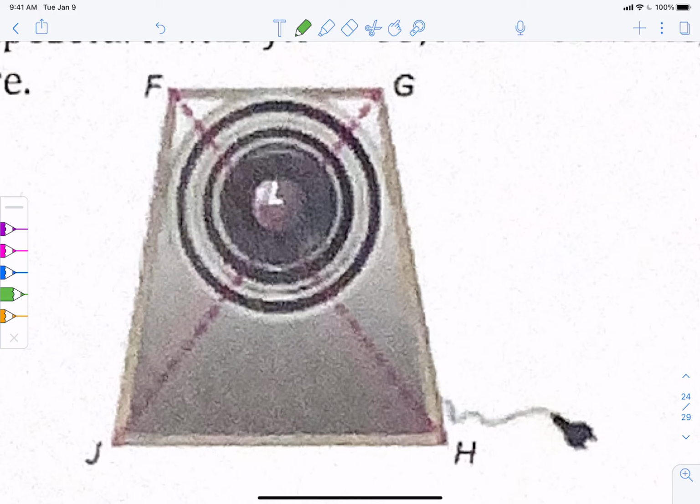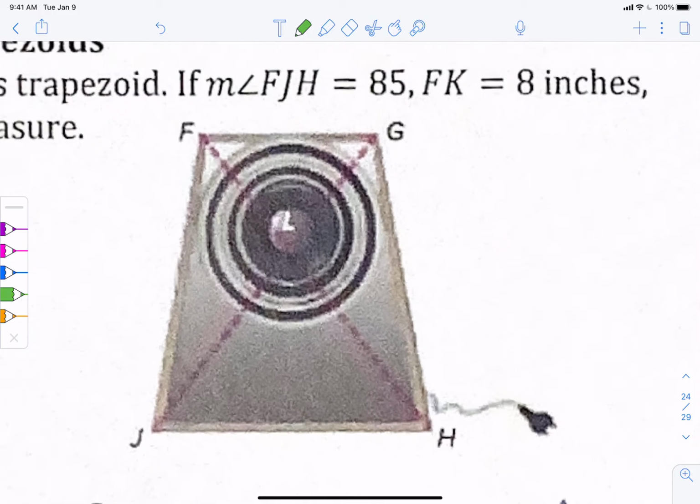So it doesn't fall over. Oh, look at that. This one's bottom heavy, right? It's not as easy to topple over as if it was a rectangle, right? So that's why they make them in this shape sometimes.